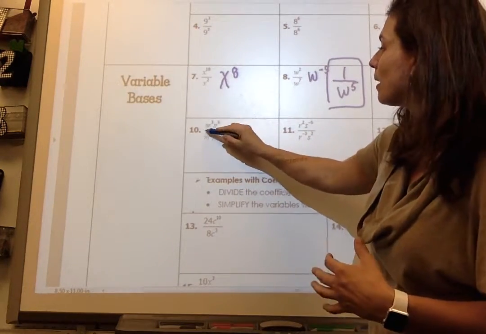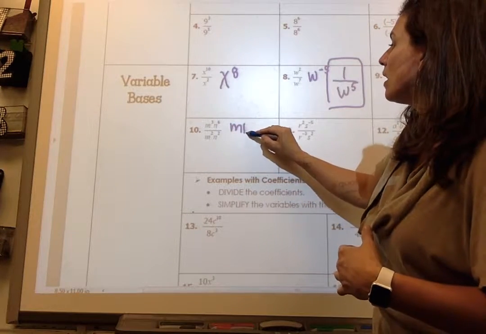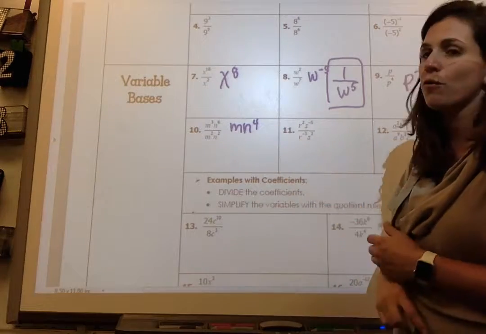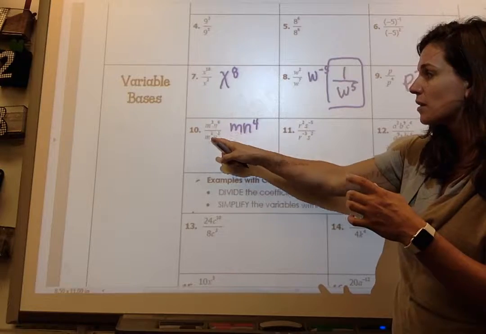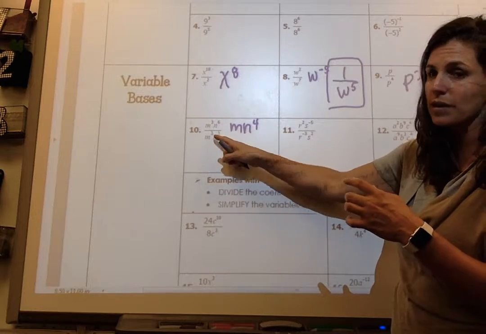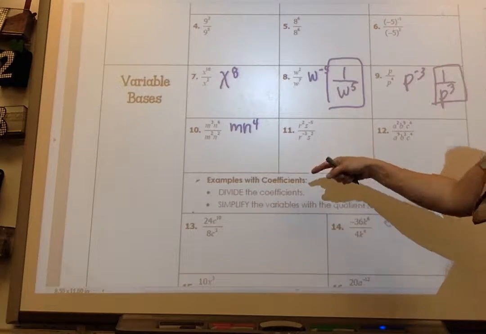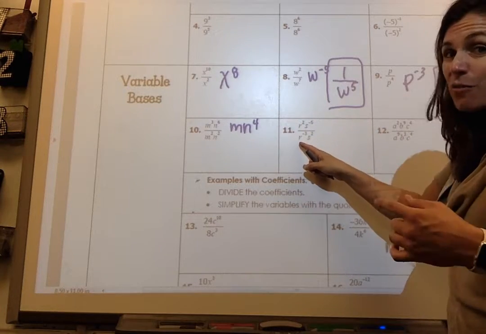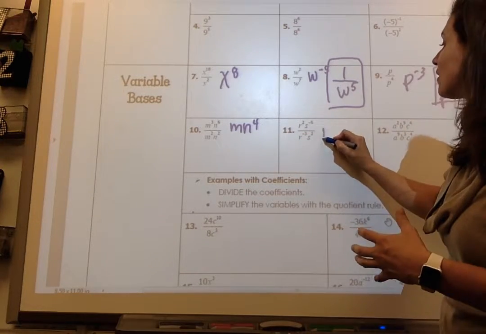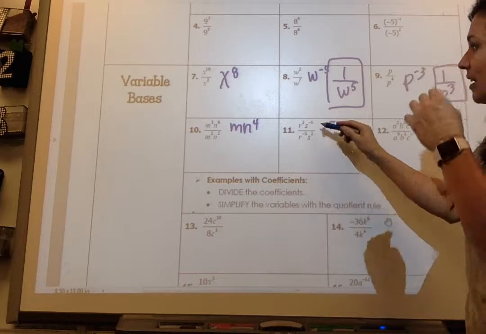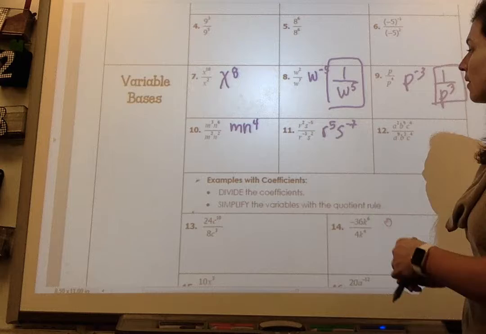So I'm going to have 3 minus 2 is 1 m upstairs, and 6 minus 2 is 4, so I have mn to the 4th power. I'm subtracting those. This base is the same, so I subtract these exponents. This base is the same, so I subtract these exponents. But I'm still ending up with one monomial, one term. So here I have 2 minus a negative 3. 2 minus a negative 3 is a positive 5, so be careful, because that's r to the 5th. Negative 5 minus 2 is s to the negative 7th.